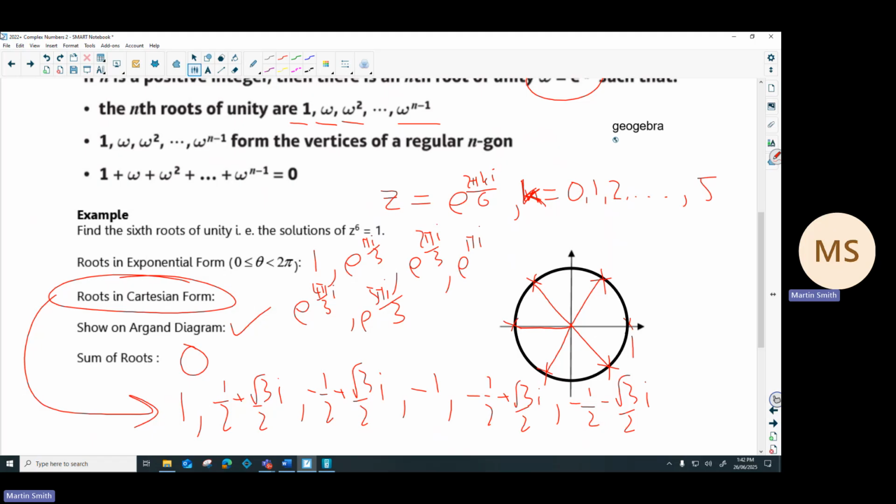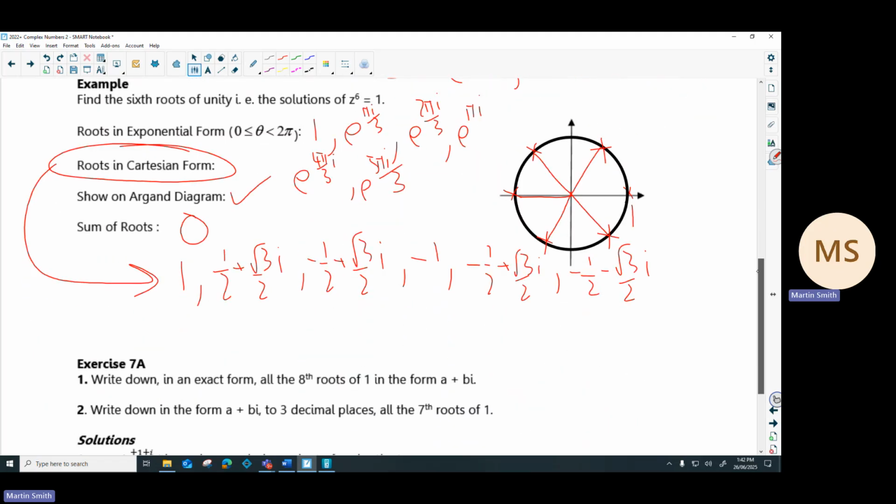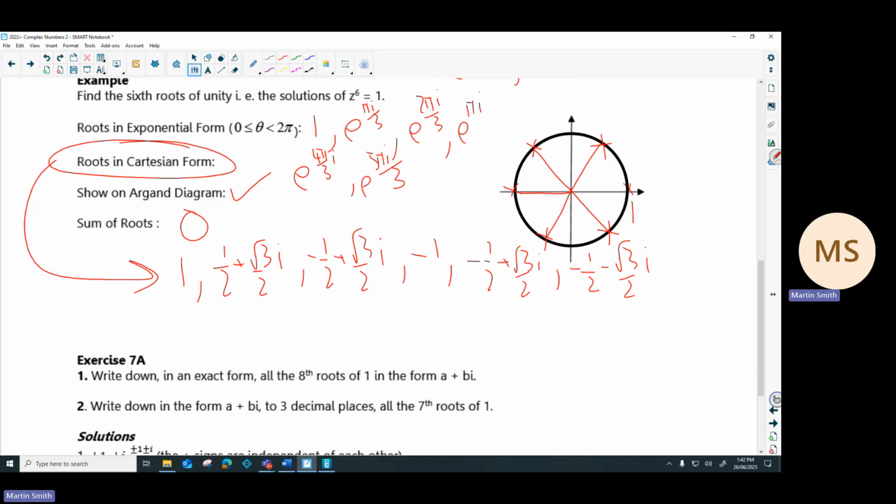Okay, folks, that's the first part of this lesson done. You should now be in a position where you can do exercise 7a.